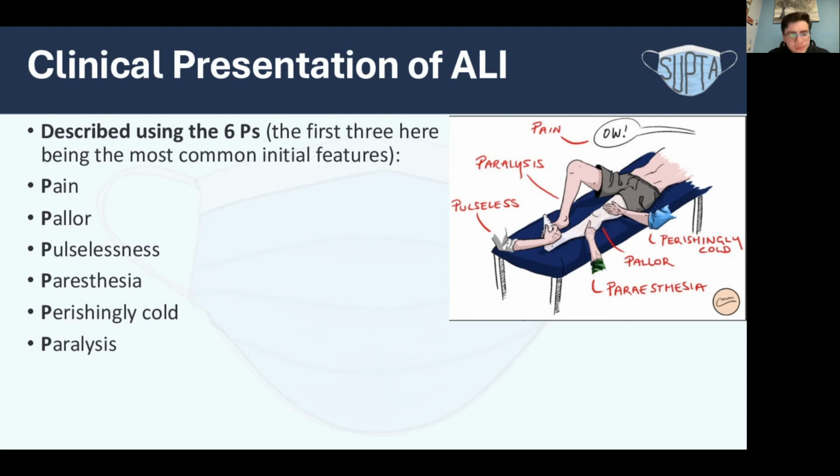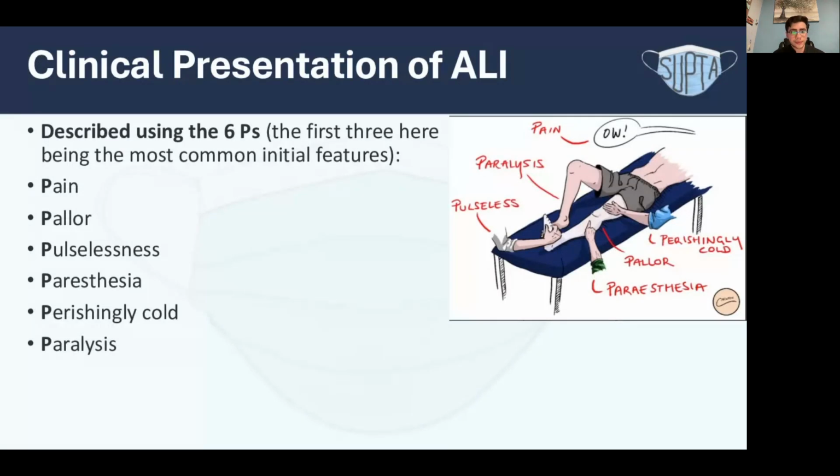Perishingly cold. It's in the name. It feels cold to the patient and to yourself too. So the patient could say that the right leg is quite cold, and then when you feel it with the back of your hand, it's very cold.